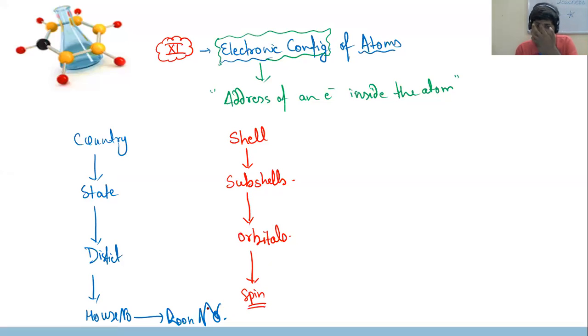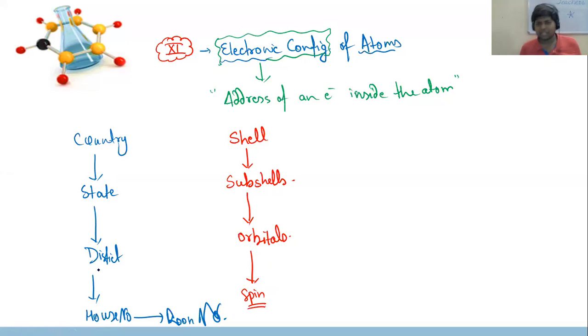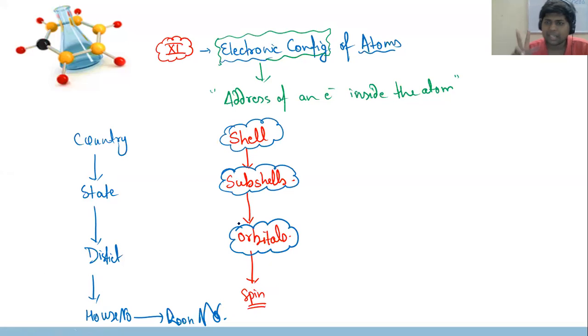So how are the subshells arranged? This we will study in higher classes. For now, you just see that one shell is comprised of many subshells, each subshell is comprised of many orbitals, and each orbital can contain at maximum 2 electrons. It can contain 0 electrons, or 1 electron, or 2 electrons, not more than 2. So what is spin?